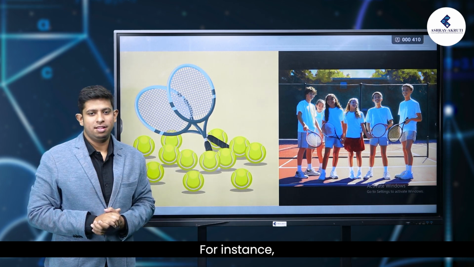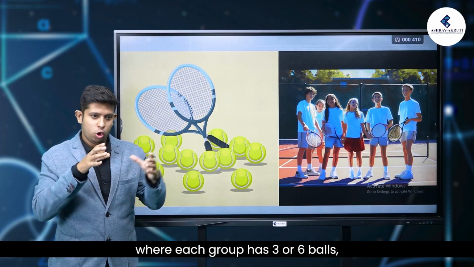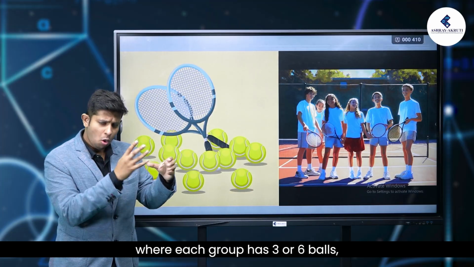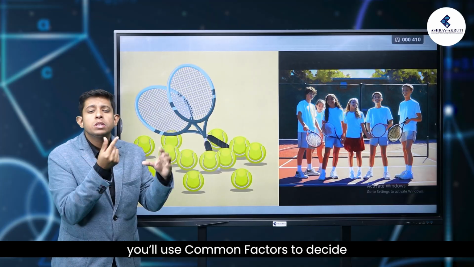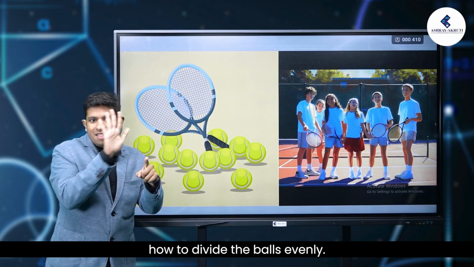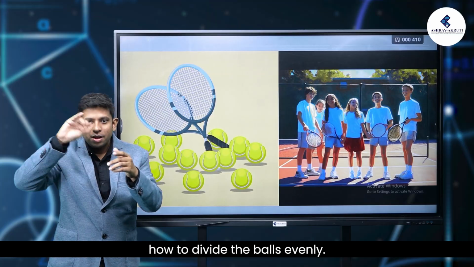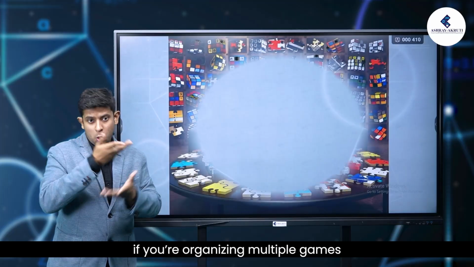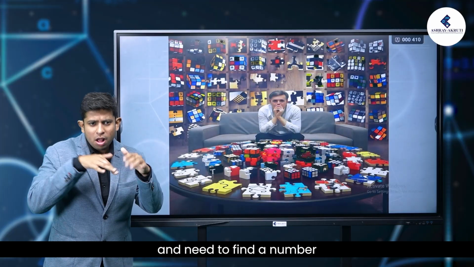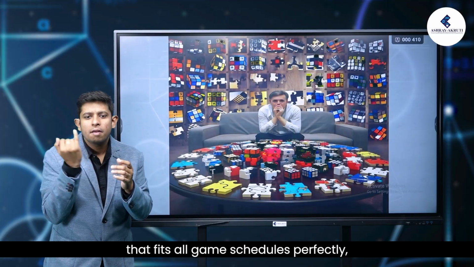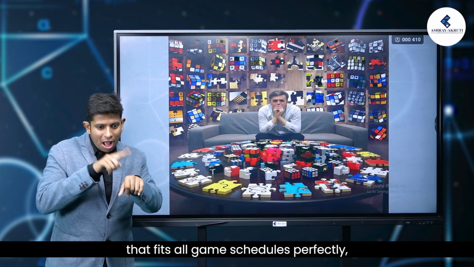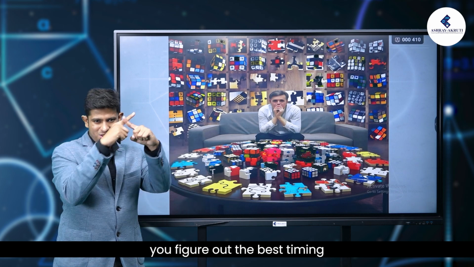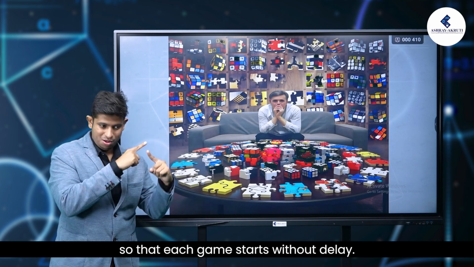For instance, if you want to create groups where each group has 3 or 6 balls, you will use common factors to decide how to divide the balls evenly. On the other hand, if you're organizing multiple games and need to find a number that fits all game schedules perfectly, common multiples will help you figure out the best timing so that each game starts without delay.